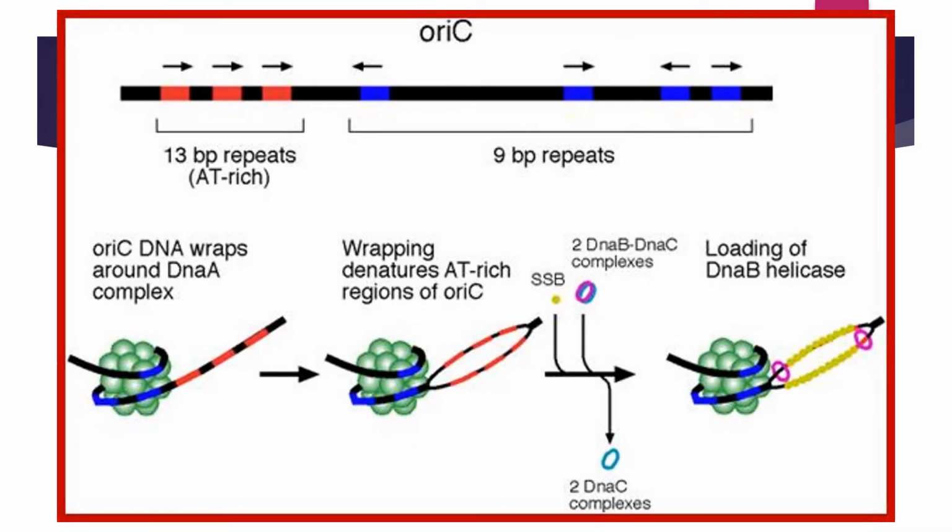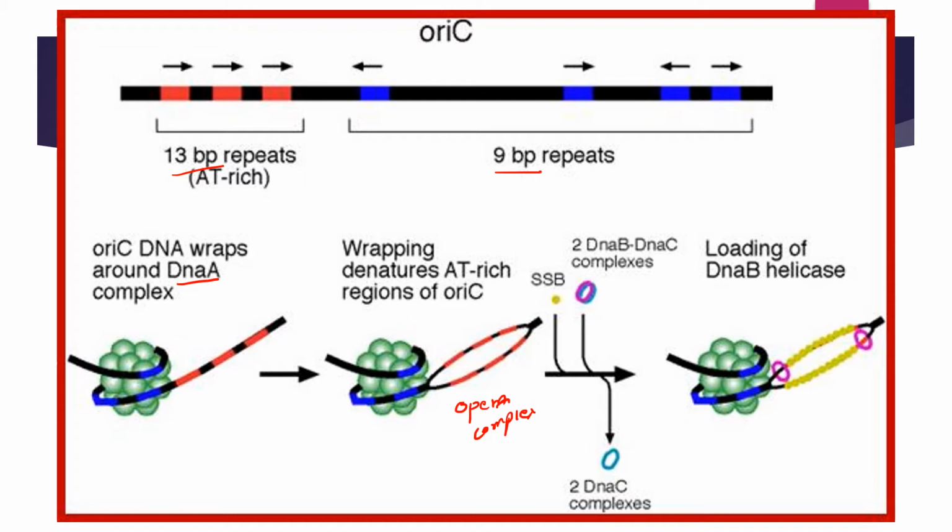Here you see, this is the 13 base pair region, this is the 9 base pair repeat region. At the 9 base pair repeat region, what binds? DnaA, and it causes the wrapping of the DNA molecule. This will cause the opening of the 13-mer region, and here the open complex is formed.